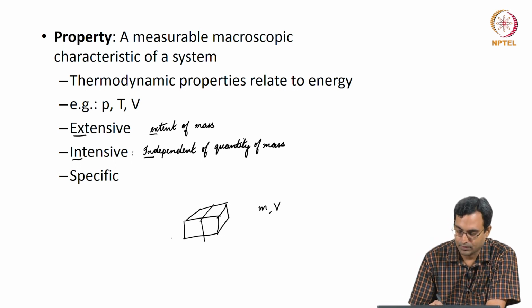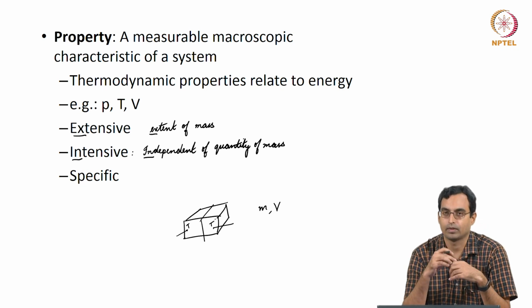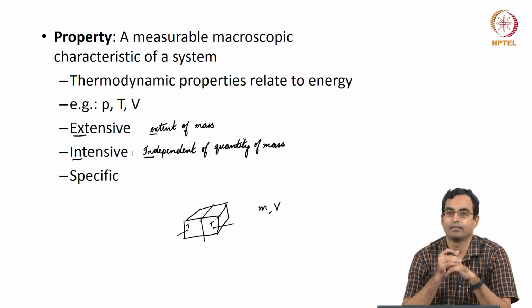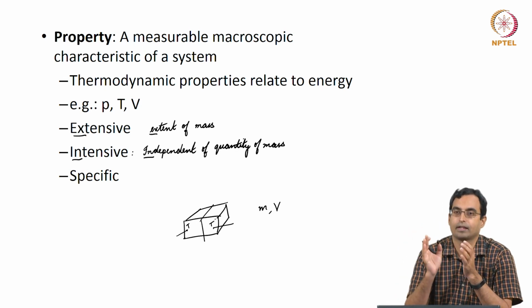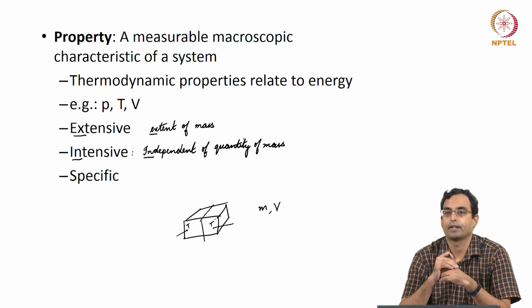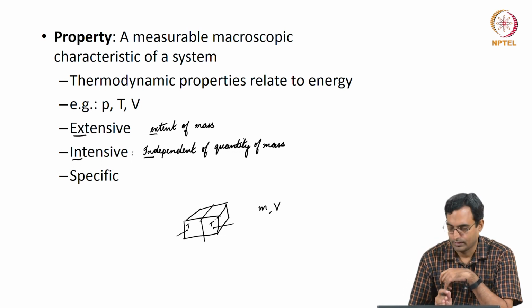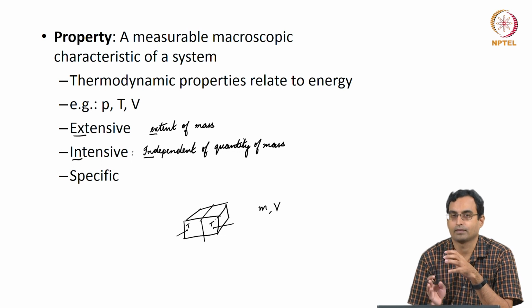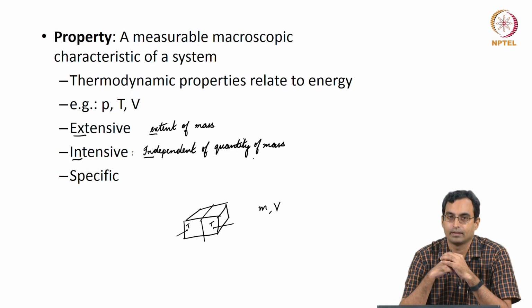Let us say I was measuring temperature. Initially, the temperature everywhere in the box was uniform, and I had some value. I cut it into two parts, hypothetically cut it or put a partition. Does the temperature of these two parts change? We do not expect the temperature to change. Therefore, temperature is independent of the size or the mass of this box, and therefore temperature would be an intensive property.